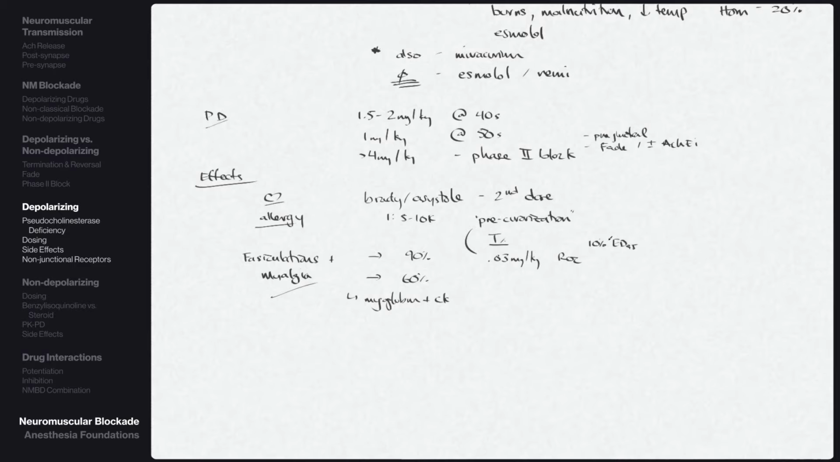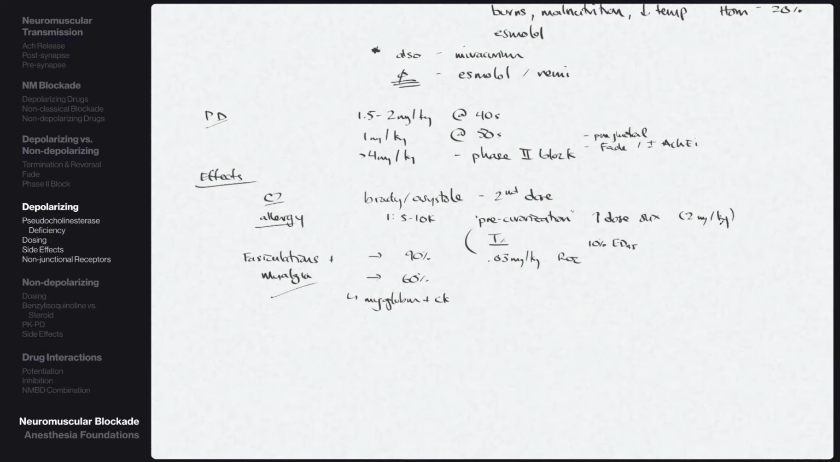And this time, because we have a certain amount of blockade because of the non-depolarizing drug, we have to give a higher dose of succinylcholine. So you may need to give something like 2 milligrams per kilo of succinylcholine just to overcome the small amount of rocuronium on board.